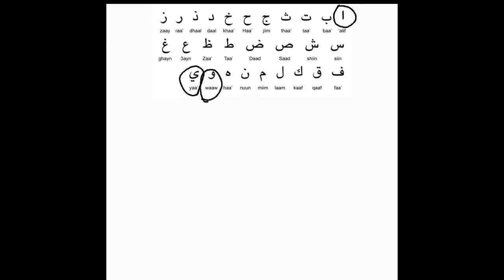Now there are some equivalent letters in English, but I'm not going to go that path. I'm going to start from scratch and see how this goes. Today we're going to write and learn the first 7 letters, which by the way we start from right to left, so it's the other way. Alif, Ba, Ta, Tha, Jim, Ha, Kha. These are the 7 letters.